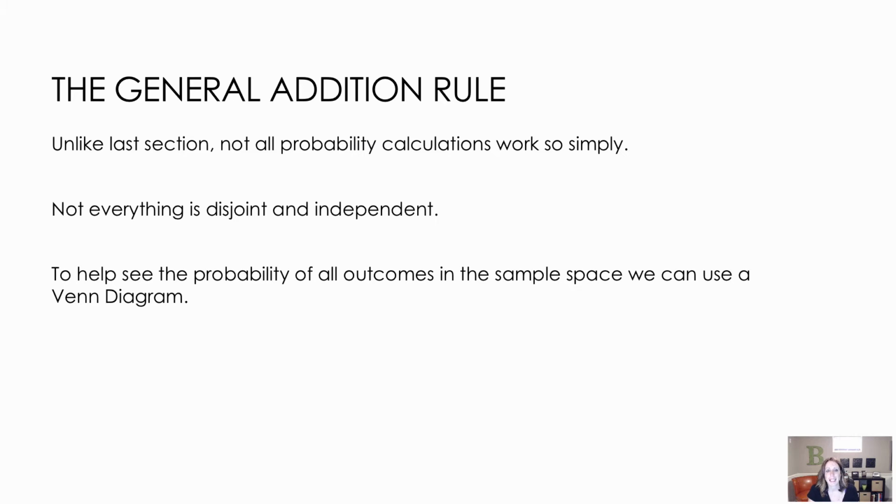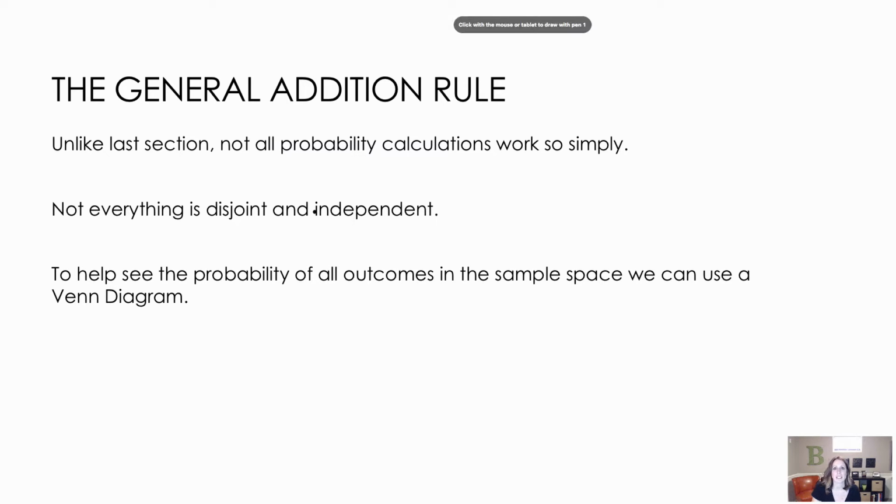Hopefully you're feeling comfortable with the practice we just did using general probability. Now we're going to make things a bit more complicated. So now we're going to talk about the general addition rule. And unlike in the last section, we're not going to have everything perfect, disjoint, independent, etc.